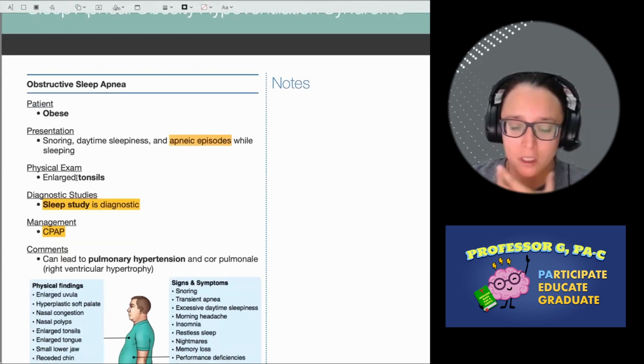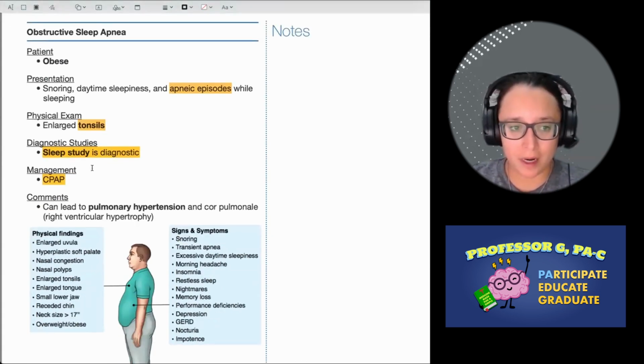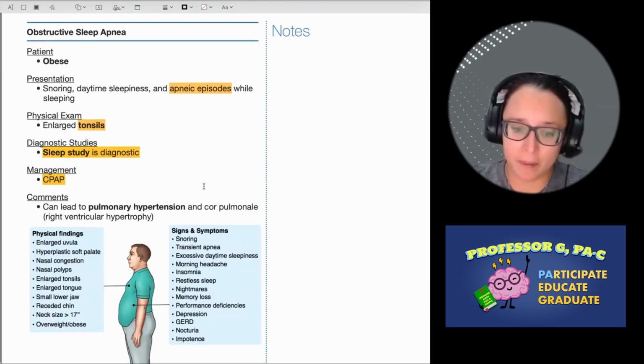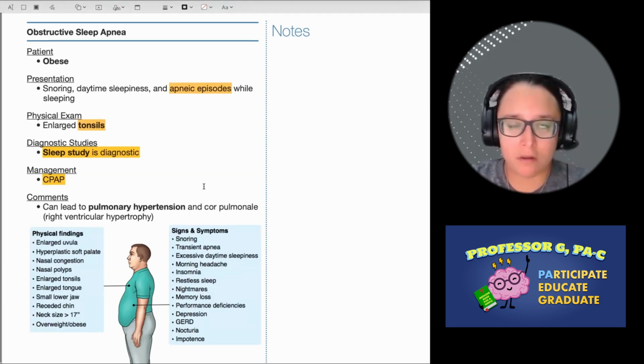On physical exam, often you'll see a bull neck, a thick neck, an obese patient with enlarged tonsils or enlarged posterior pharynx area. The test of choice for this is going to be polysomnography, or a sleep study, overnight polysomnography. And the treatment is first lifestyle modifications, including weight loss, propping the head of the bed up a little bit so that you're not lying on your back, all that kind of stuff. But the definitive treatment, or the treatment of choice, is going to be CPAP.